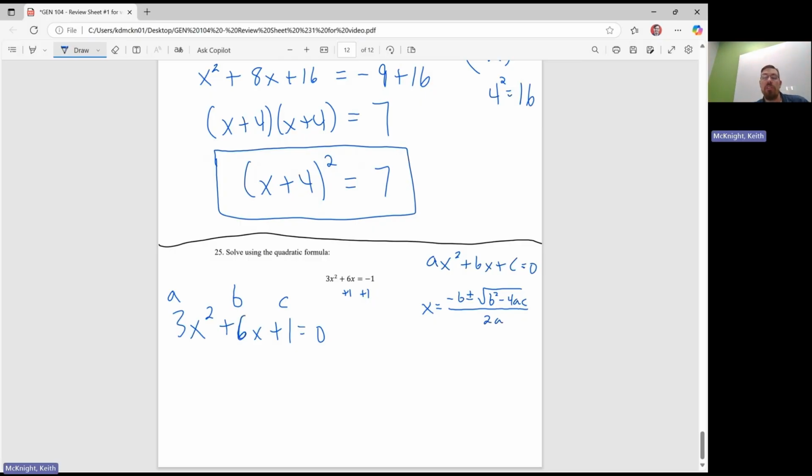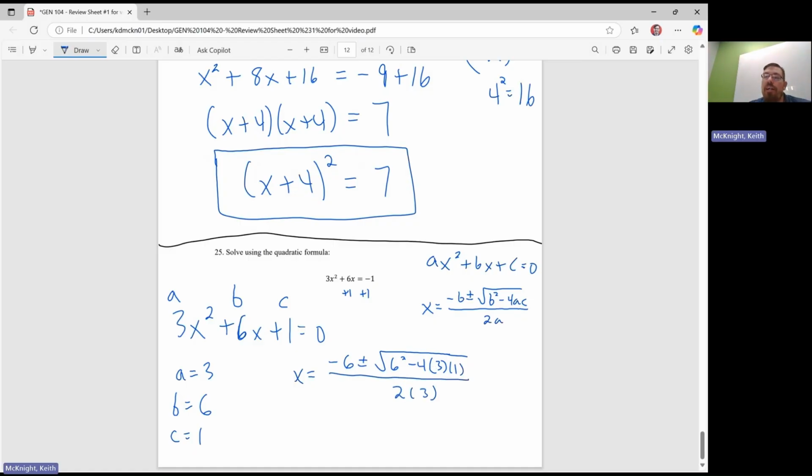We're going to plug those into the equation. And if we want, we're going to write those out off to the side as well. So b is equal to 6 and c is equal to 1. So when we plug those in, we have x is equal to negative b. So b is 6, so that's going to be negative 6 plus or minus the square root of 6 squared minus 4 times 3 times 1, all over 2 times 3.